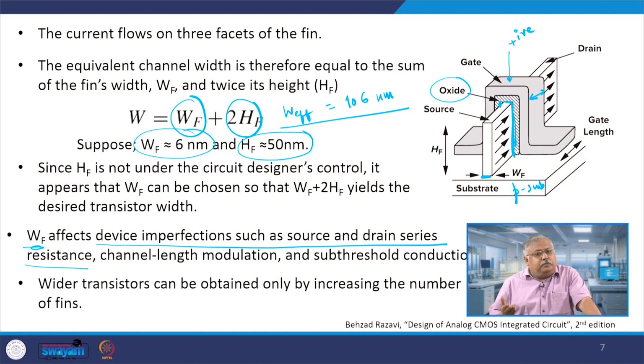Channel length modulation is also present in FinFETs, just like in bulk MOSFETs, and it is pretty difficult and not very easy to fulfill the requirements of CLM.